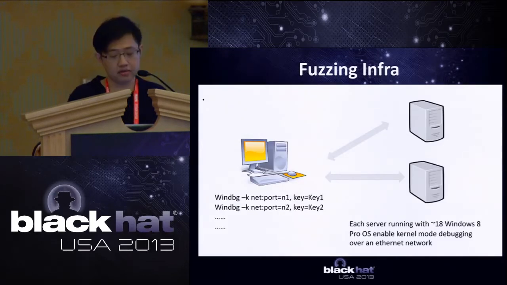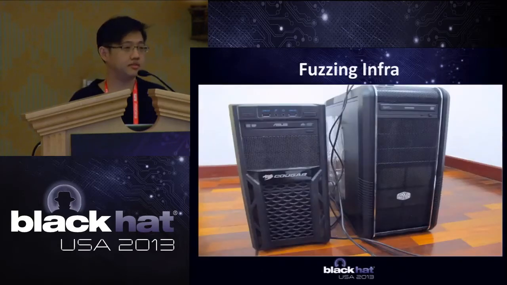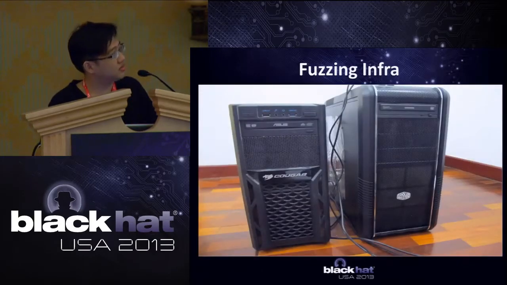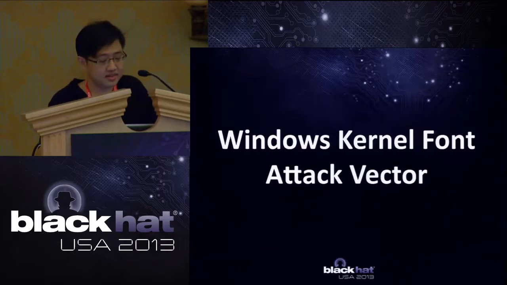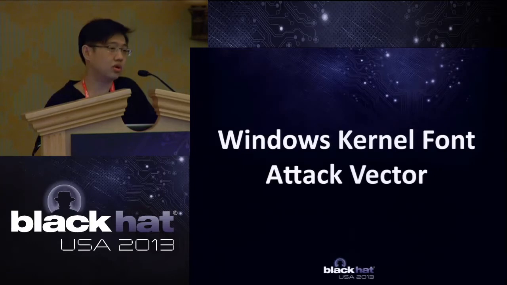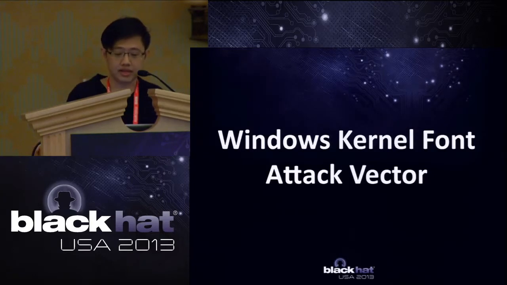And the overall view of our fuzzing infra is shown in the slide. And this is what the physical server looks like. And now I would like to talk about how to launch the Windows kernel font attack vector.